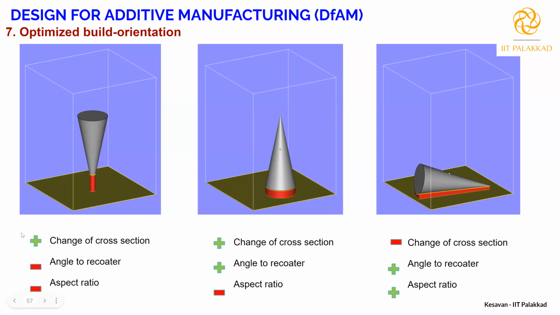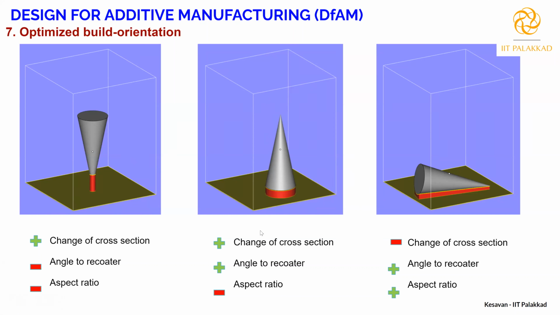So similarly, there is another example: the printing of a cone. How can you actually print the cone? You can keep it inverted, vertical, or horizontal. In all these three cases, you have some challenges. The best possible way is to keep it the second, that is, vertically up.